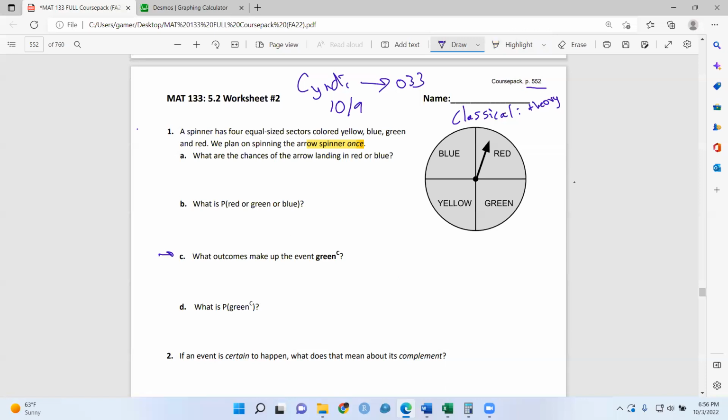What'd you all say for red or blue? Isn't it 50%, 2 out of 4? Nailed it. Oh, I said 25%. But the "or" means to add the two outcomes together. So if we were thinking about betting on this, if it lands on red, you win. If it lands on blue, you win. So what's the chances you win? Well, it's 2 out of 4 or 50% or 1/2, however you want to think about that. Good.